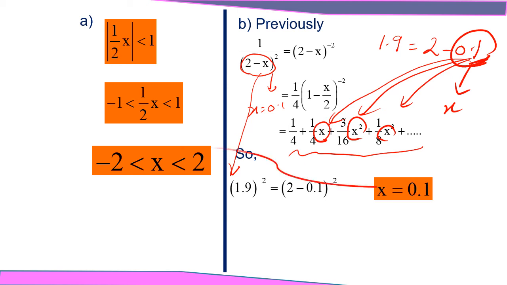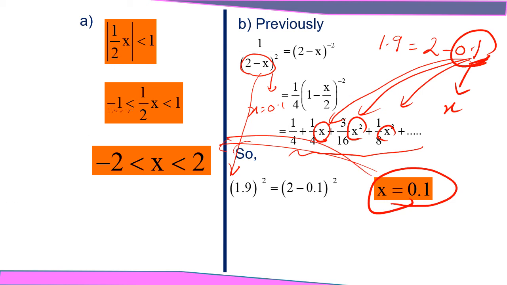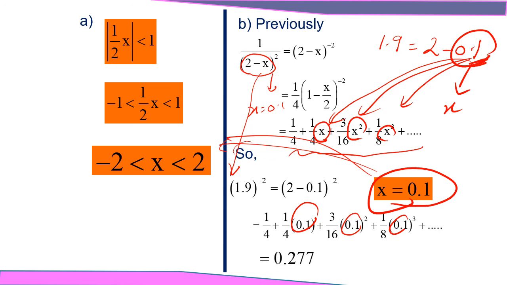Because x in between negative 2 and 2 satisfies the range, we can use it to find the answer. So just sub 0.1 as x. Put it in your calculator, make sure you put the correct brackets, everything, and power. So the result is 0.277. If you're not sure, we can check by directly calculating what 1.9 to the power of negative 2 is.